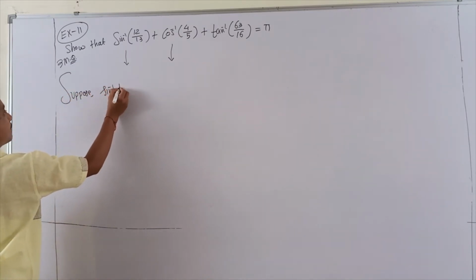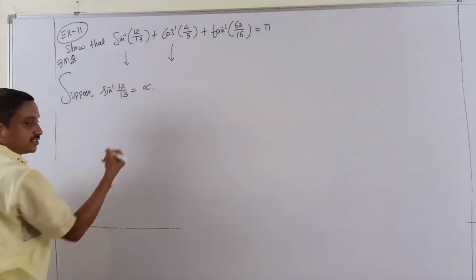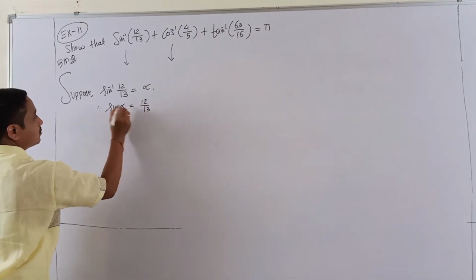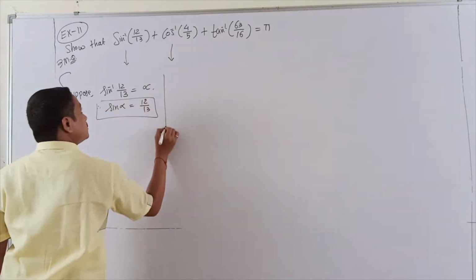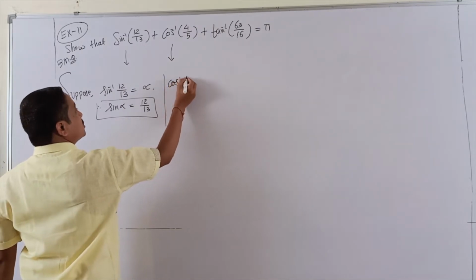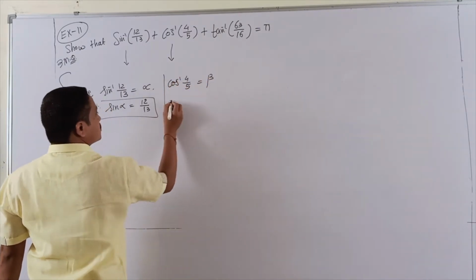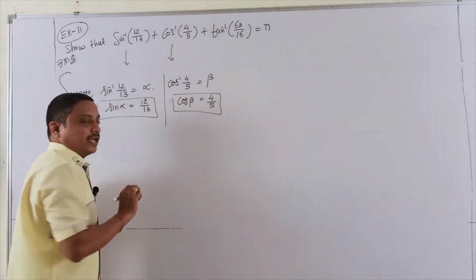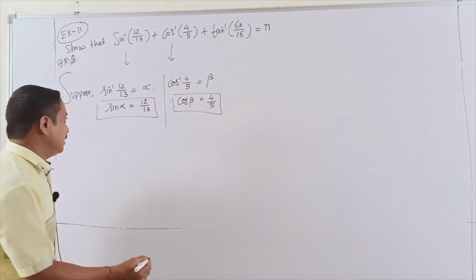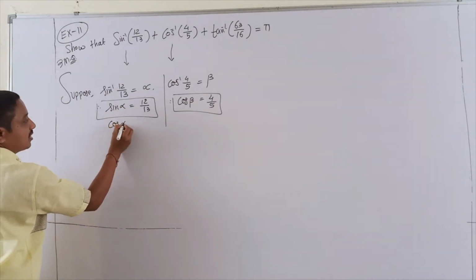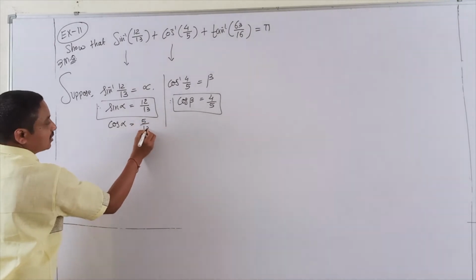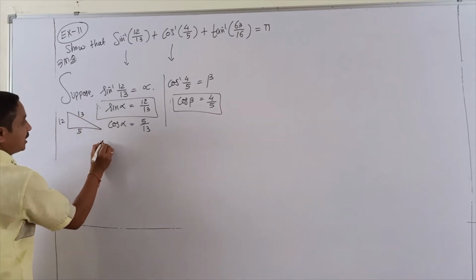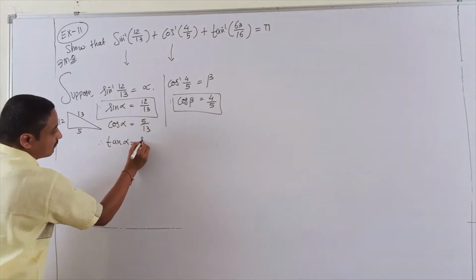sin inverse 12 by 13 is your alpha. So what is sin alpha? 12 by 13. Same as here, assume cos inverse 4 by 5 is beta. So what is cos beta? It is 4 by 5. Now anyhow converting into tan value. So here you know students, sin alpha is 12 by 13. Next, cos alpha is 5 by 13, because of the triangle property: 12, 13, here 5. So what you get is tan alpha equals sin alpha by cos alpha.